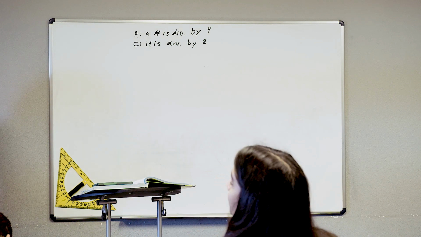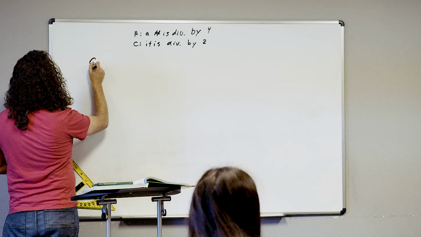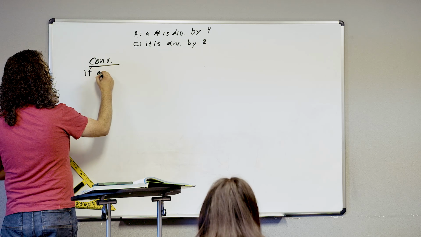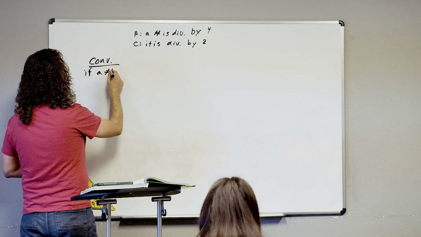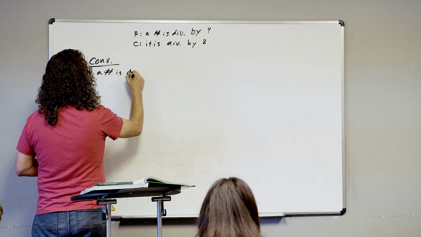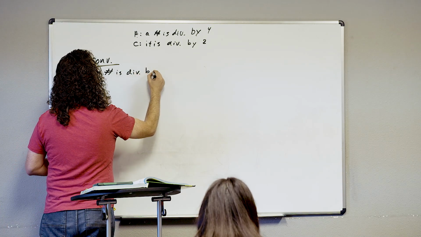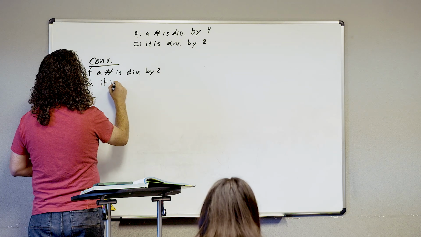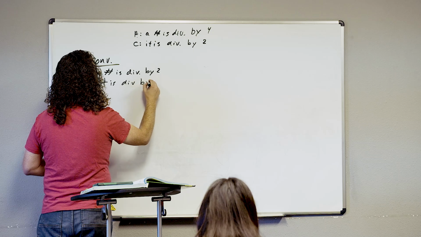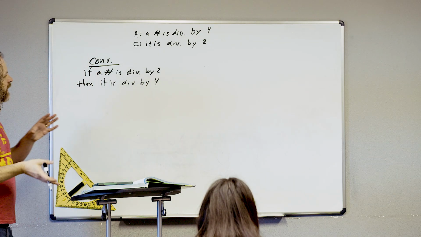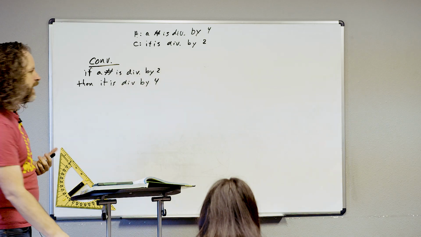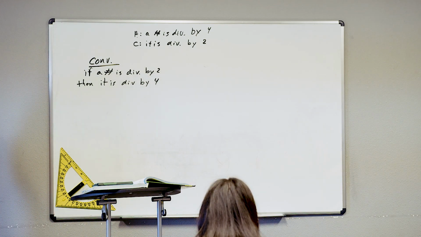So the converse of this would be if a number is divisible by 2, then it is divisible by 4. All right, so we just take the 2 and we switch the order, right? So now we got to determine whether this is true or false. It's false if we can find even one counterexample to the statement.